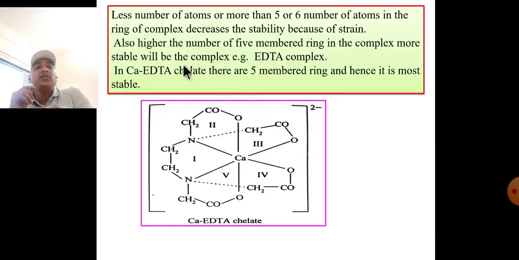In the EDTA calcium EDTA chelate, fewer than 5 or more than 6 atoms in the ring of the complex decrease the stability because of strain. Also, the higher the number of 5-membered rings in the complex, the more stable will be the complex. In the EDTA complex there are 5 rings, 1, 2, 3, 4 and 5, so this complex is more stable because of the five 5-membered rings in the complex.